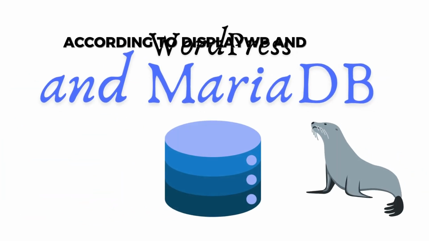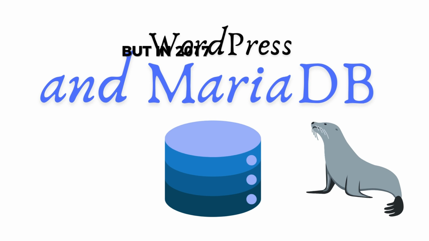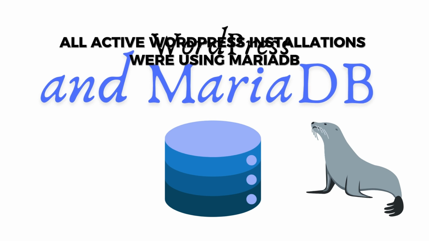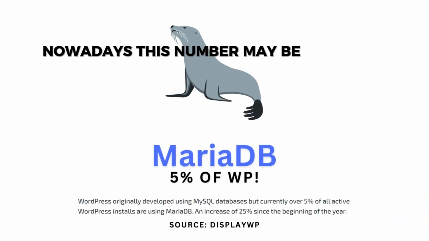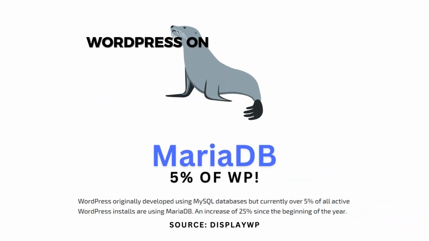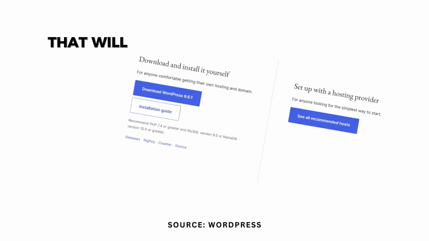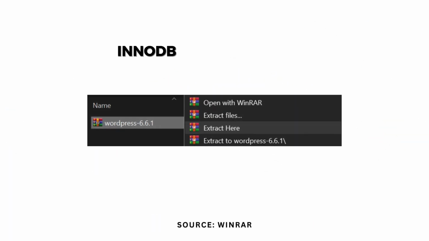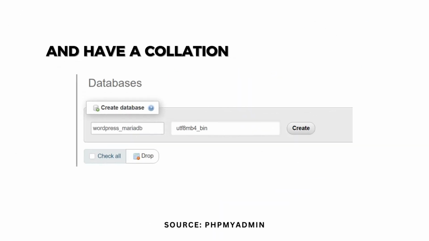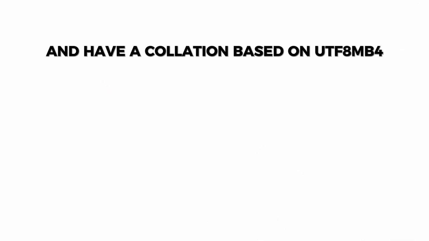According to DisplayWP and other sources, WordPress was originally developed on MySQL, but in 2017 over 5% of all active WordPress installations were using MariaDB. Nowadays, this number may be different, but nonetheless, WordPress on MariaDB looks something like this. Depending on what version of WordPress you install, you will see 12 or more tables that will most likely be powered with the InnoDB storage engine and have a collation based on UTF-8 MB4.